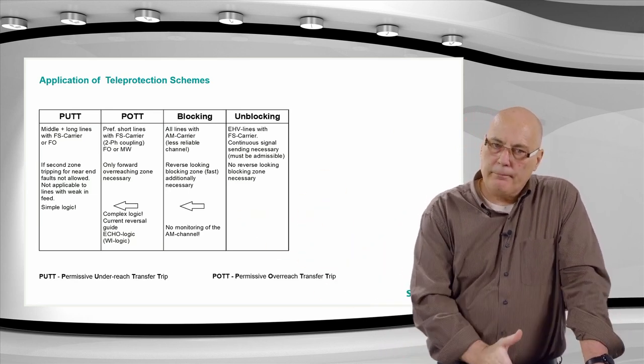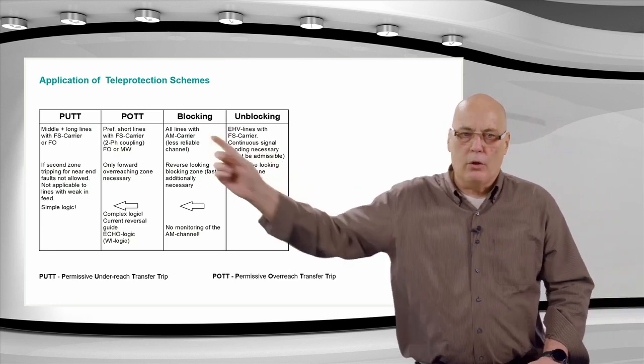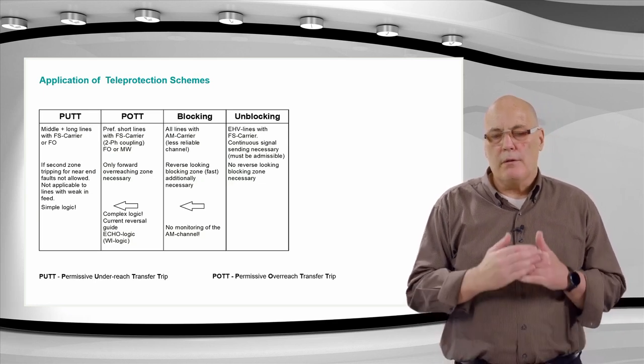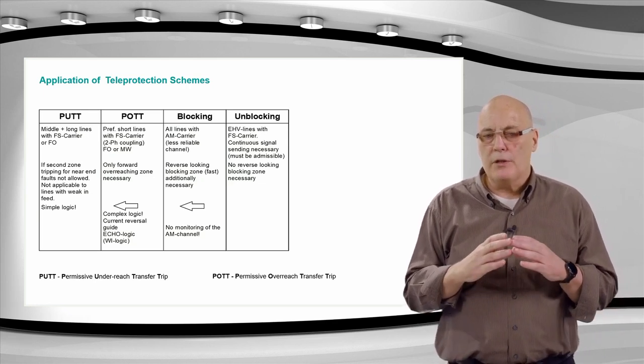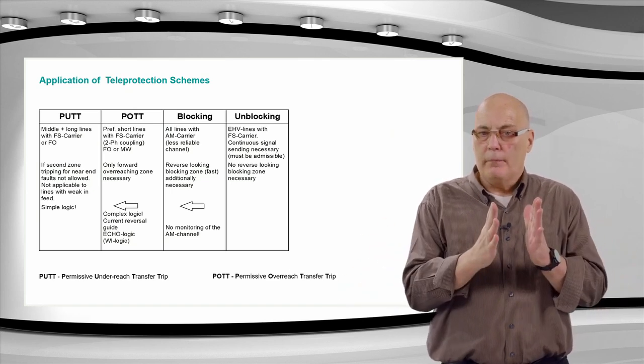The PUTT scheme is simple. There we use an underreaching zone to send the advantage. You can see at the top there, used for longer lines. Why not on short lines? Because by definition of the PUTT scheme, you are using an underreaching zone. What is the underreaching zone? It's zone 1. Zone 1 is used to send.